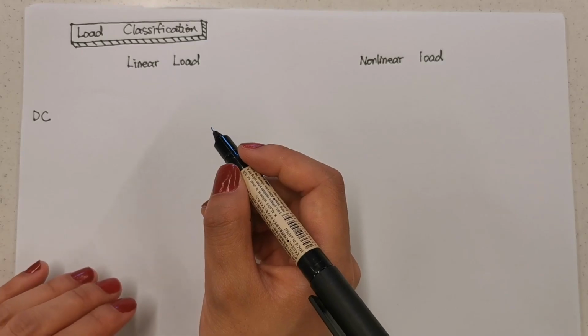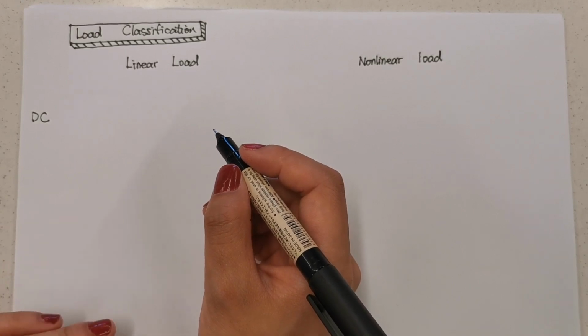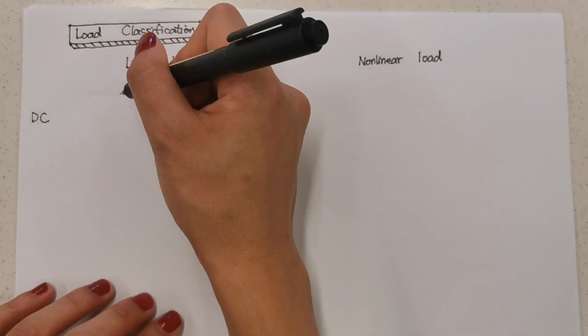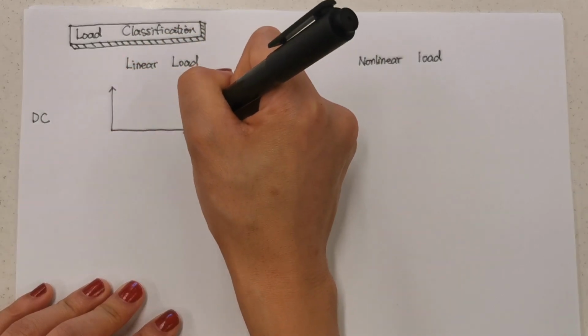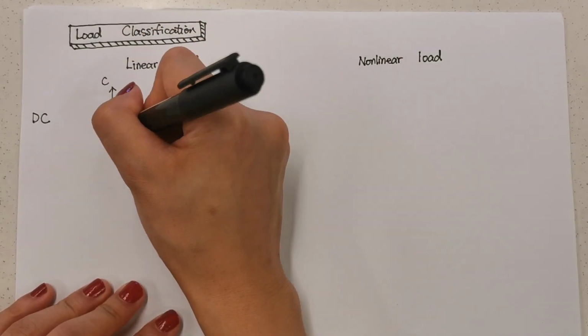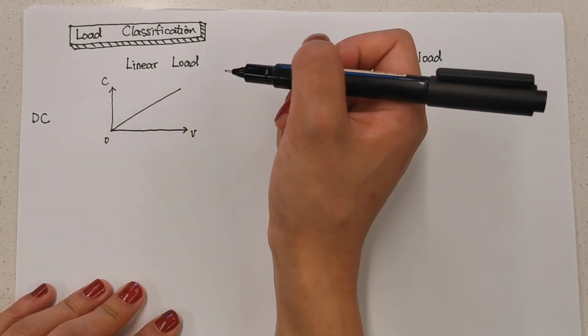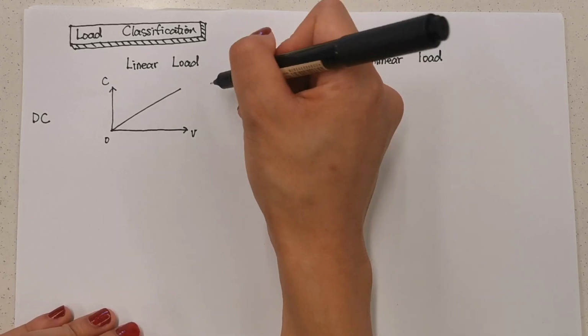In DC circuit, if we put a load into a circuit and the voltage and current follow a linear function, then we call it linear load. What this means is, if the voltage and current relationship is a linear line, we call it linear load. The most common component is resistor.